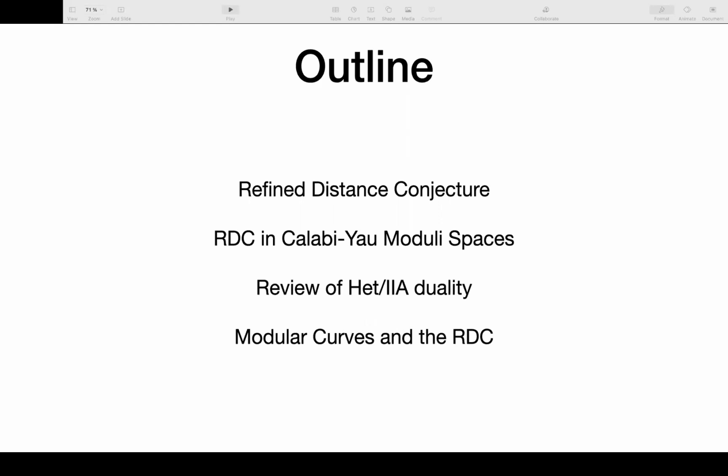So first, I'm going to recap some facts about the distance conjecture and the refinement that we're going to test. Then I will review how we probe the refined distance conjecture in Calabi-Yau moduli spaces using mirror symmetry. And then in the second part of the talk, I will move on to discuss heterotic-type IIA duality and how the modular symmetries of the heterotic string help us in probing the refined distance conjecture exactly.